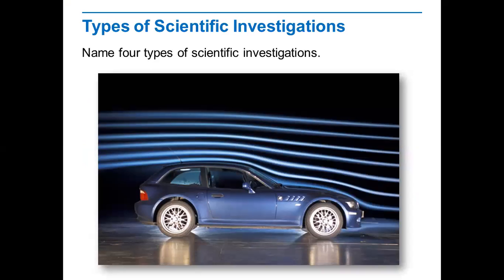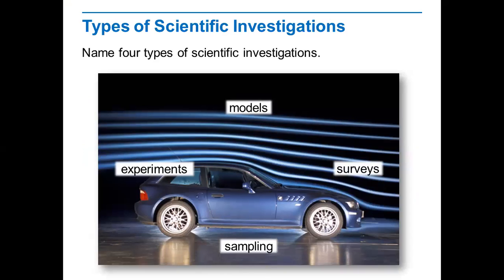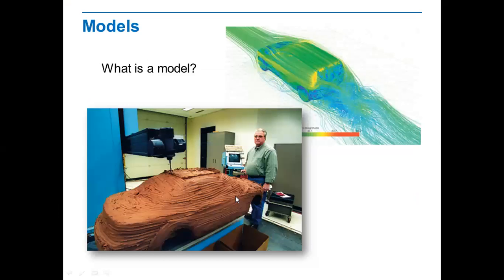So, what types of scientific investigation? Name 4 types of scientific investigation. Yes, experiments, exactly, models, and surveys, and also sampling. These are the main 4 types of investigation. We are going to study models and experiments.